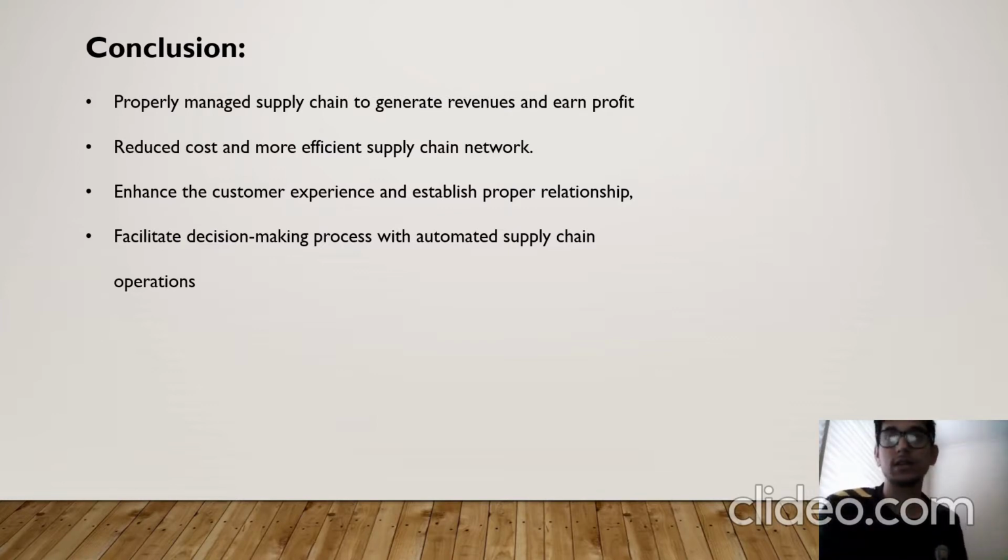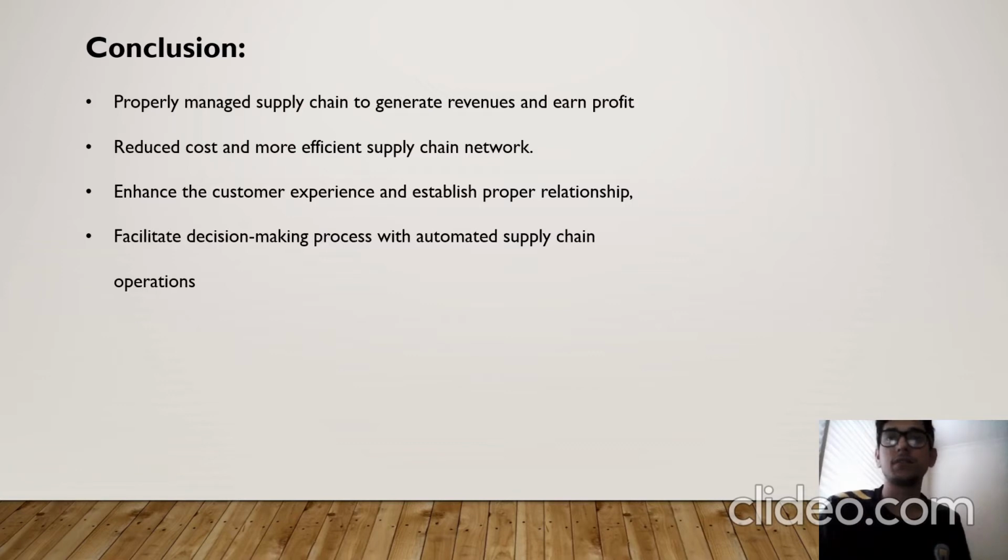If an organization is able to reduce the cost and utilize the supply chain network more efficiently, then it could help the organization reduce cost in overall activities in supply chain management, enhance customer experience and establish proper relationships. If an organization is able to establish proper relationships with the customer and enhance the experience with them, then they could be recognized as a good organization in the market, which could increase the customer inflow and the revenues and profit generated from it.